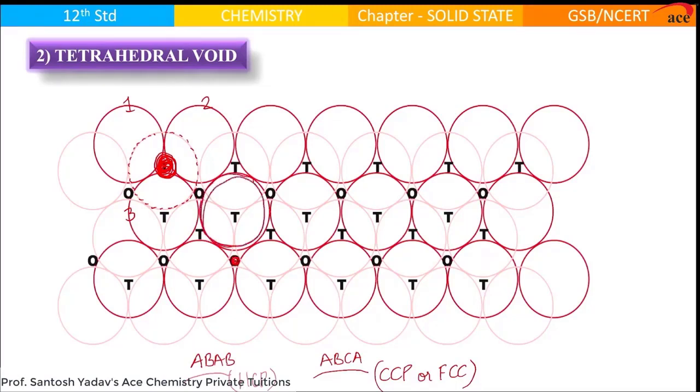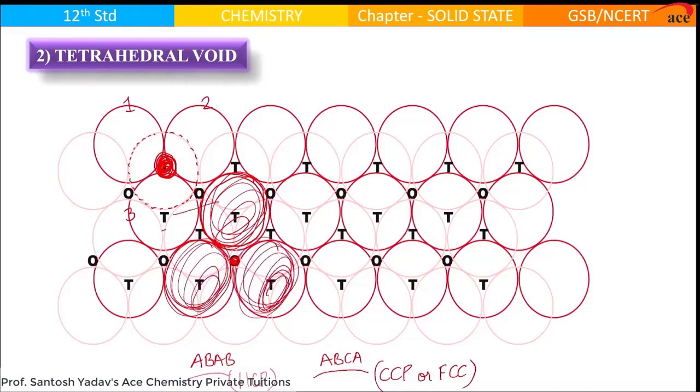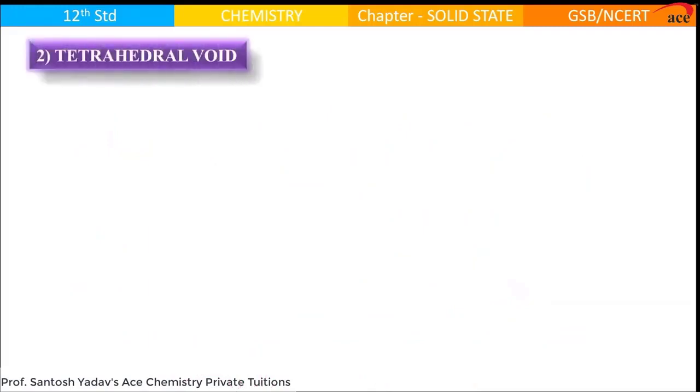Now, if you see an octahedral void, this one, if I am shading it, then are you able to see it here? Now, if you see below, there are 3 spheres which I am shading in a different manner. The void present between them is called an octahedral void. So, a void trapped between 4 spheres is a tetrahedral void, and a void trapped between 6 spheres is called an octahedral void. Point to be noted: tetrahedral void is present in both HCP as well as CCP or FCC.